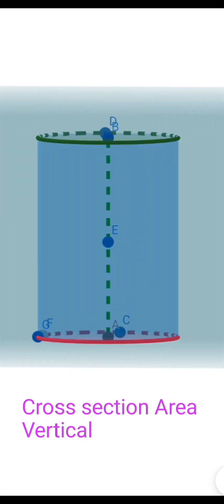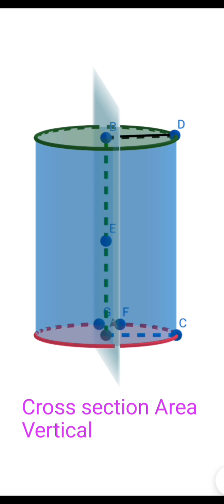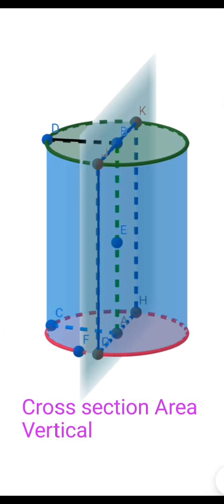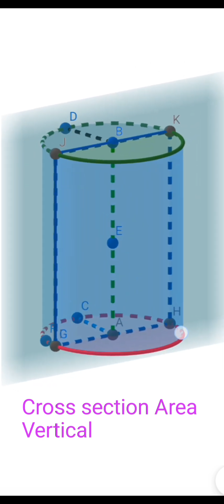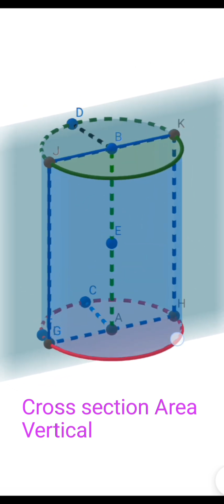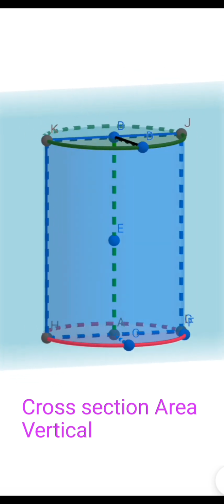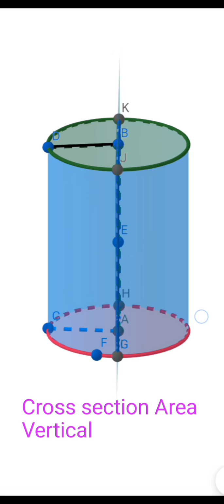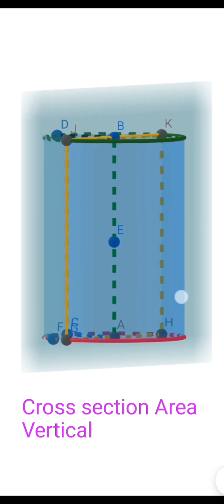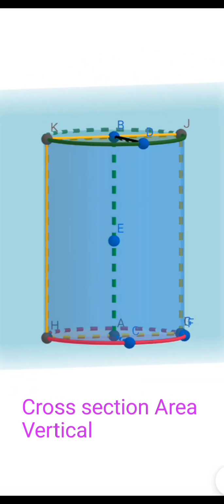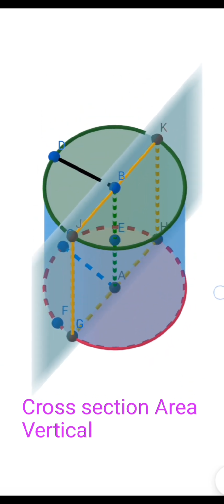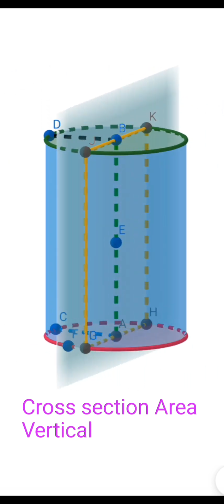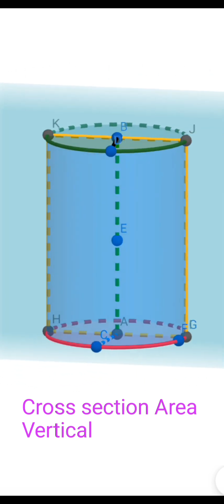But if the cut does not go through the center, it is very obvious from this presentation that the length would not be equal to the diameter of the circle. It would be less than that. But yes, the breadth would always remain the same, which is the height of the cylinder. So whenever you see questions of a cylinder related to cross section area, always keep this in mind, that if at all it is given from where you have to consider the cut, especially in the case of vertical cross section area.